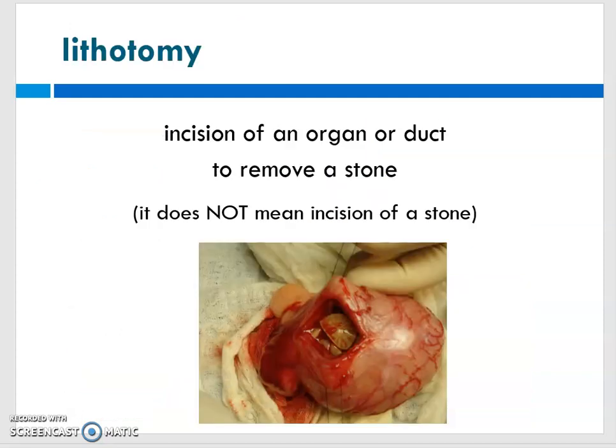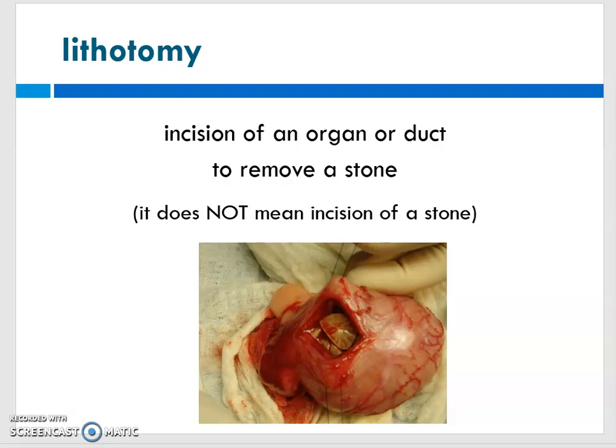If you did have a stone in the urinary bladder, a lithotomy would be in order. They would not use lithotripsy. They would not come in and try to crush it, because the urinary bladder is pretty accessible. There's one thing about this word, though, it's a little bit tricky, and I want you to be aware of it. A lithotomy is an incision of an organ or duct to remove a stone. It does not mean incision of a stone.